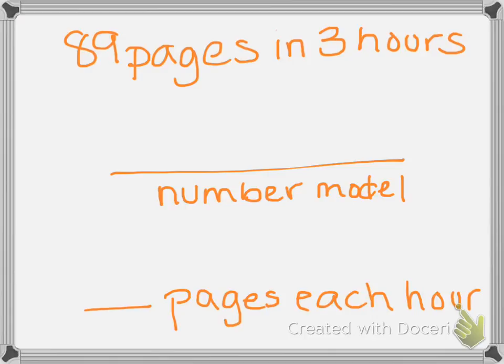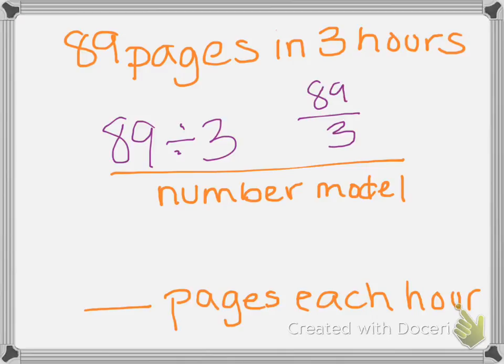Number 5 says, Ellis wants to finish the last 89 pages of his book in 3 hours. If he reads at the same speed the whole time, how many pages must he read an hour? Report your answer as a mixed number. If we look at our number model, we know we have to do 89 divided by 3. If we want to write that as a fraction, it would be 89 thirds.